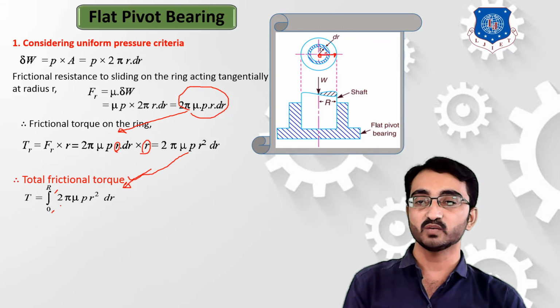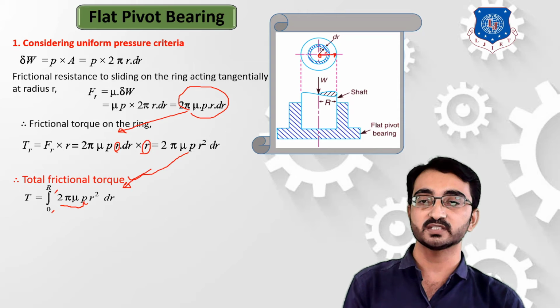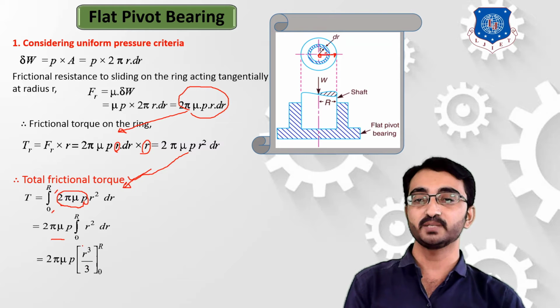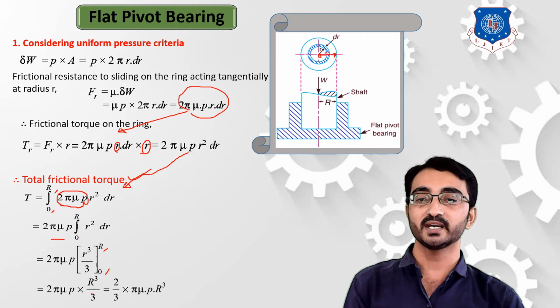Now in this equation 2 pi mu p, these terms are constant because over here we have considered that it is a uniform pressure theory. So the terms 2 pi mu p will come out and you have to integrate r square. Integration of r square is equal to r cube by 3. So by putting the lower limit and upper limit from 0 to R, we can derive the equation. If we put the upper limit, it will be r cube by 3 and the lower limit is 0. So your equation will become 2 pi mu p r cube by 3.